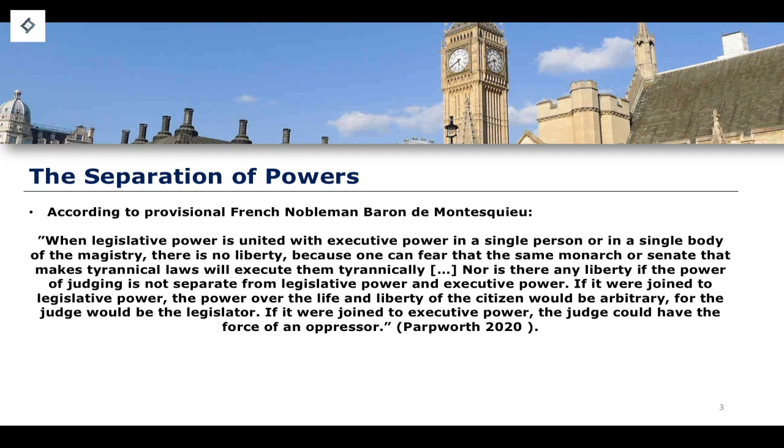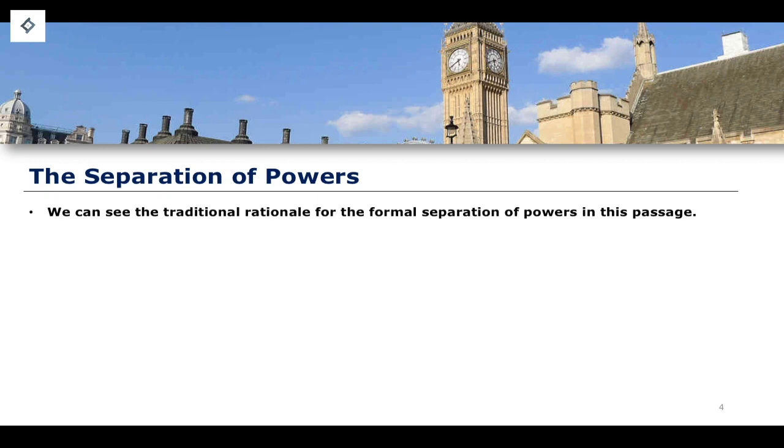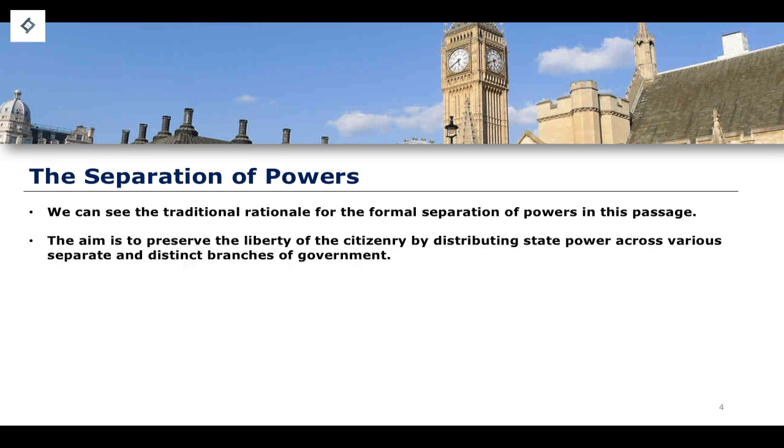When we have a separation of powers and when we have checks and balances on each of the branches of government, you have the ability for certain branches to potentially pass tyrannical laws, but then for other branches to check that authority and to ensure that those tyrannical laws are not executed or not upheld, for example. And so really the common understanding here is the rationale behind the separation of powers. And we can see the traditional rationale in this formal passage. The aim here is, of course, to preserve the liberty of the citizenry by distributing state power across various and separate distinct branches of government.